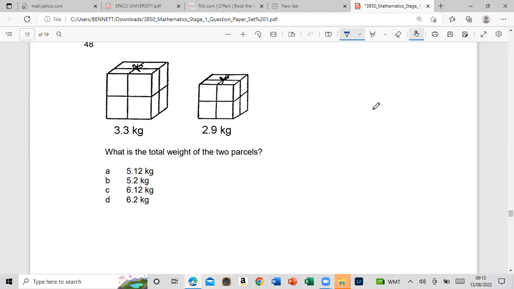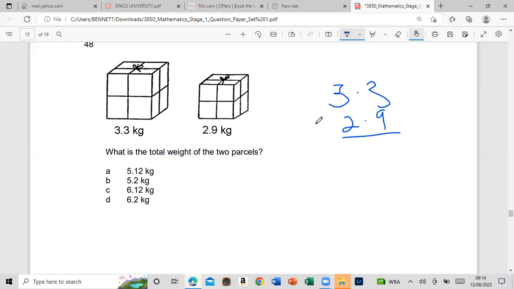Sir, A, 5.12. Sir, D. D, 6.2. So one person says A, 5.12, and the next person says B, 6.12. What did both of you do? Or how did you get the answer? I added 3.3 and 2.9.